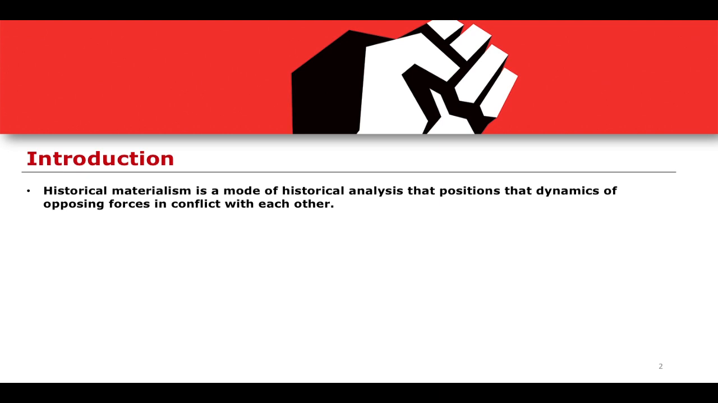So, historical materialism is something known as a mode of historical analysis. It's a way of trying to explain how history happens, how history develops, how history is moved, how it pushes forward. What are the kind of dynamics that exist in the making of history and historical events?